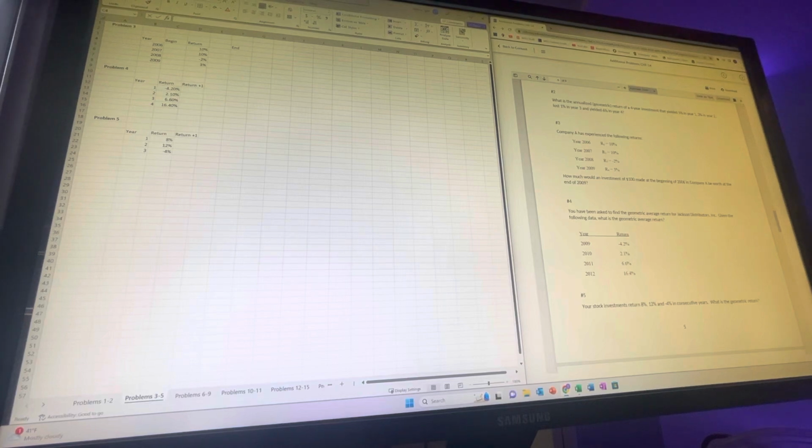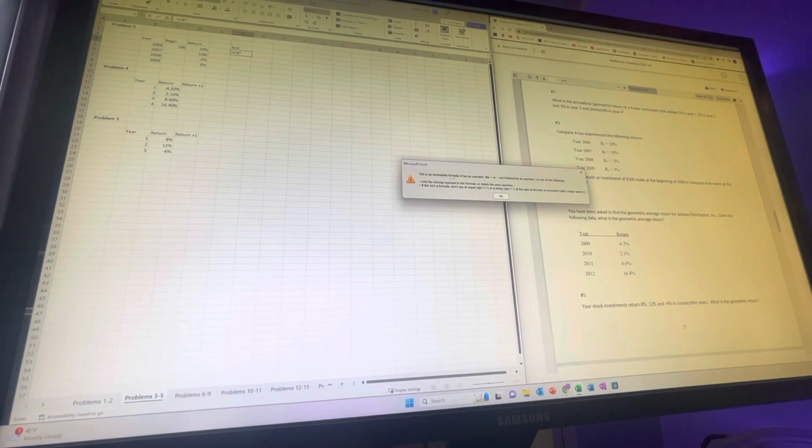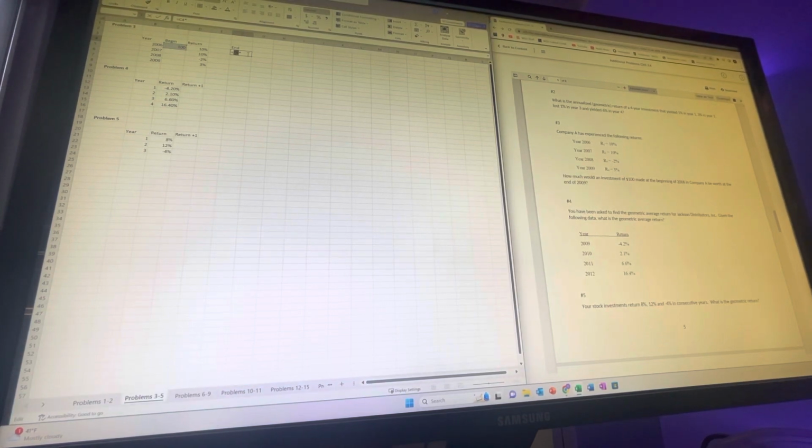2006, we have the percentages. So our starting value is 100 because it says $100 made. And our percentage in our formula equals our beginning value times, whoops, I accidentally pressed the wrong button. Okay. So that times 1 plus our return right there. So we get 110. Now we start with the end value for 2007 as our beginning.